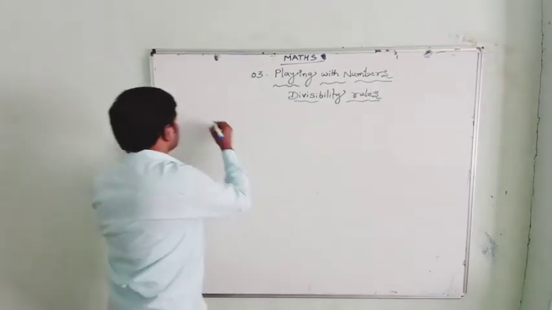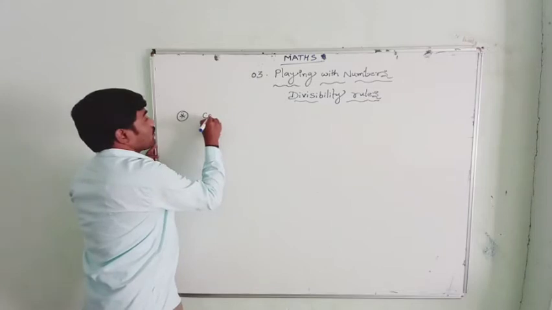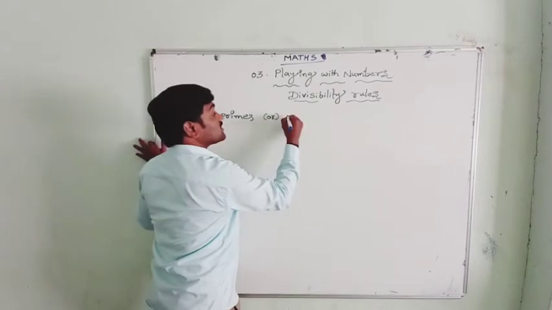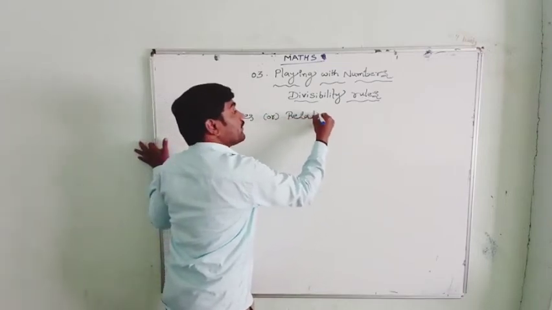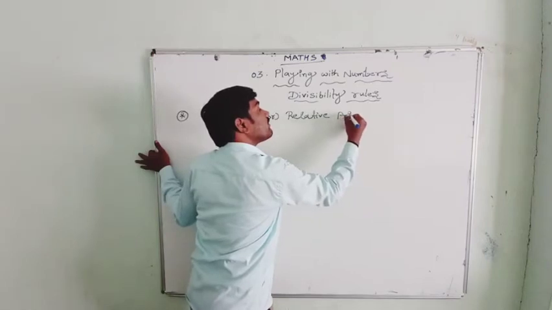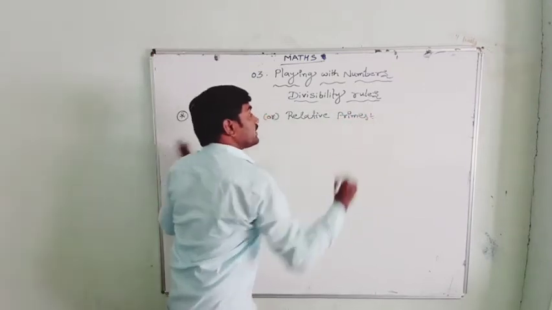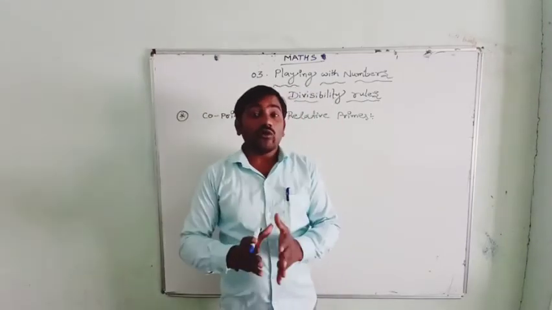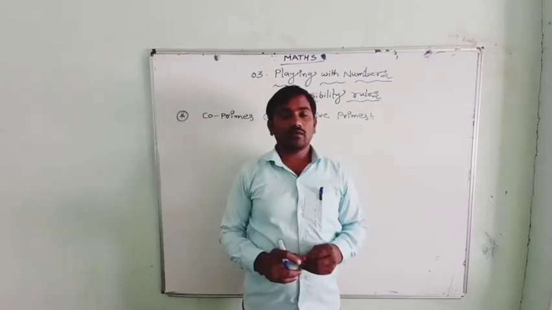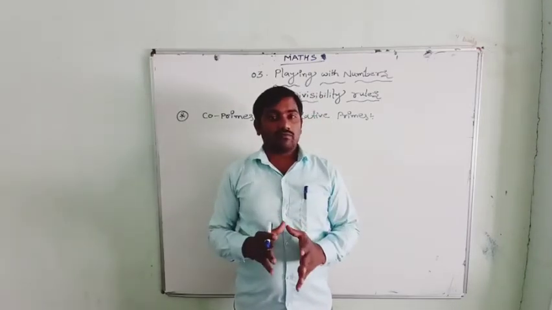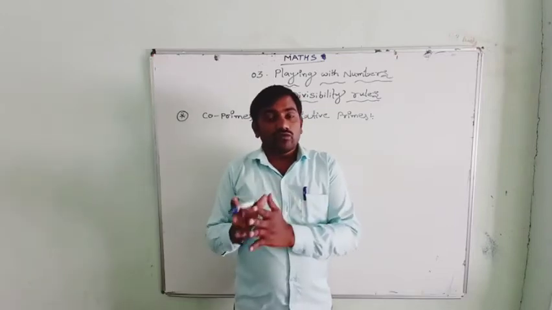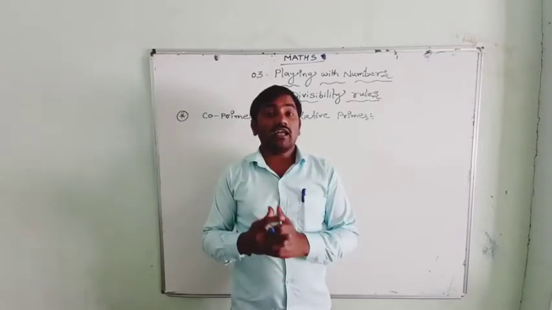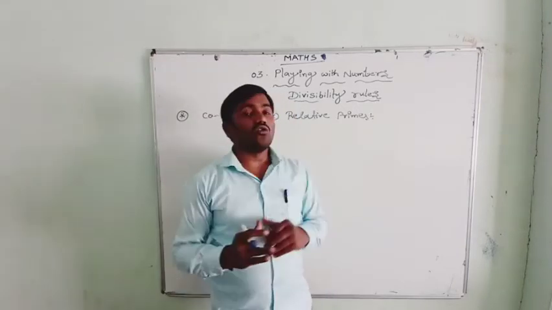Coprimes are also known by the name relative primes. So let us learn the meaning of coprimes or relative primes. If you know about prime numbers, only then can you understand this. If two numbers have only one as a common factor and the remaining factors are different, then the numbers are known as coprimes or relative primes.